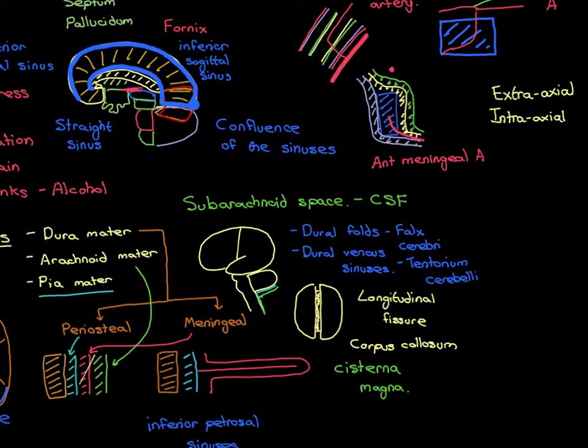And then between the arachnoid mater on either side and the pia mater that covers the cerebral cortex that faces into the longitudinal fissure, you're going to have an area of subarachnoid space, and this is the area that the anterior cerebral arteries are going to ascend in.